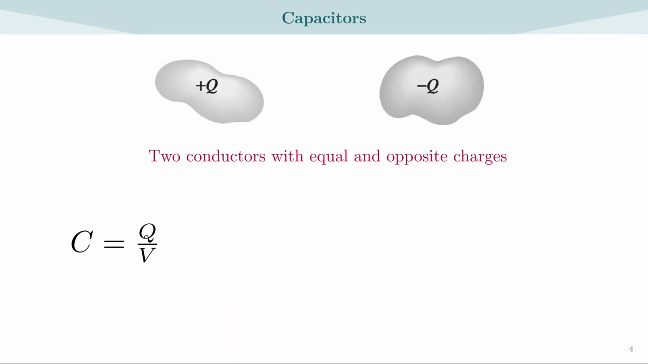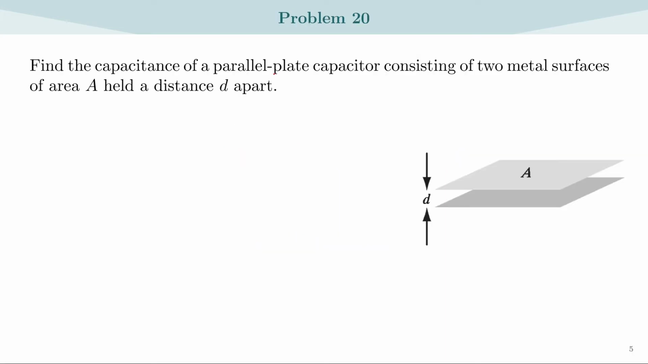In the expression for the capacitance, that is Q over V, V is the potential of the positive conductor less that of the negative one. Likewise, Q is the charge on the positive conductor. Accordingly, the capacitance is always a positive quantity. Now let's do problem 20.